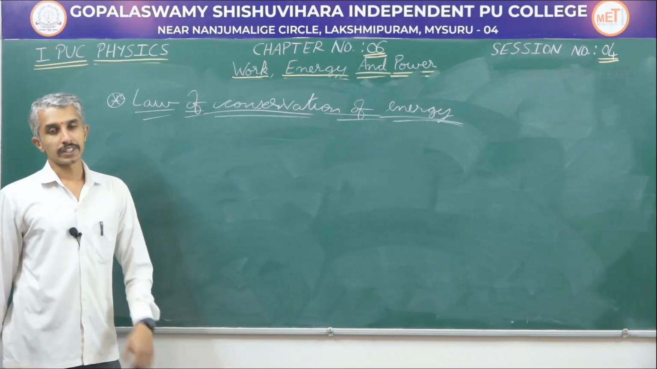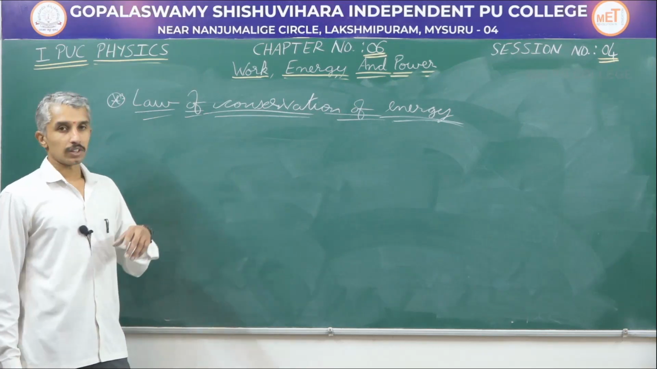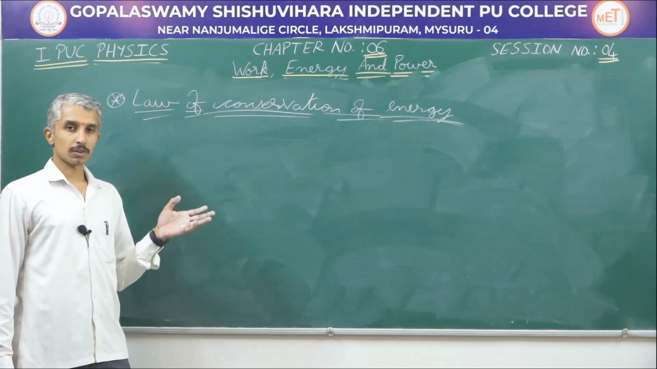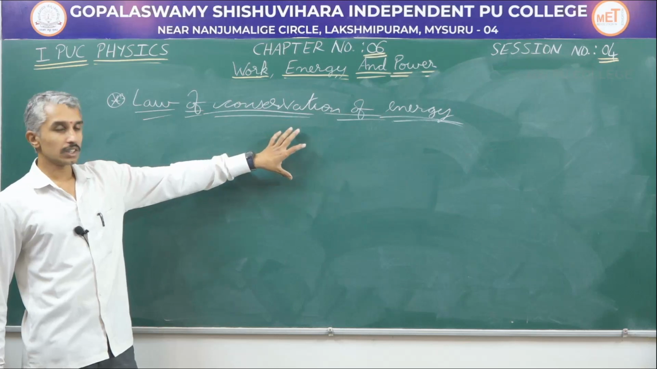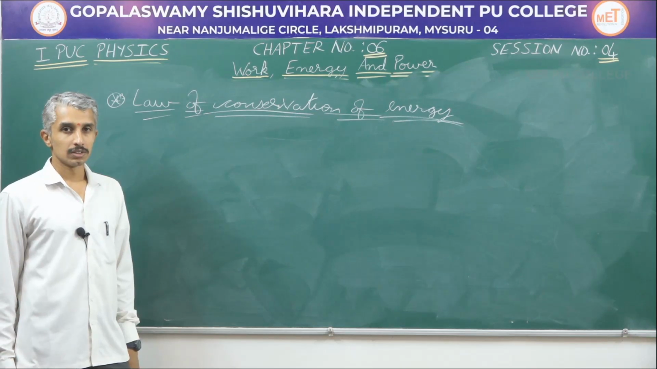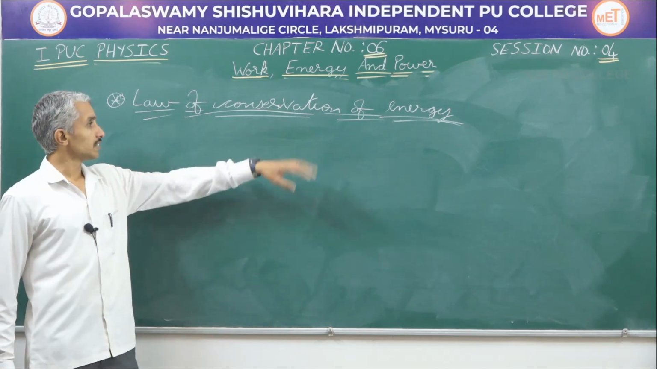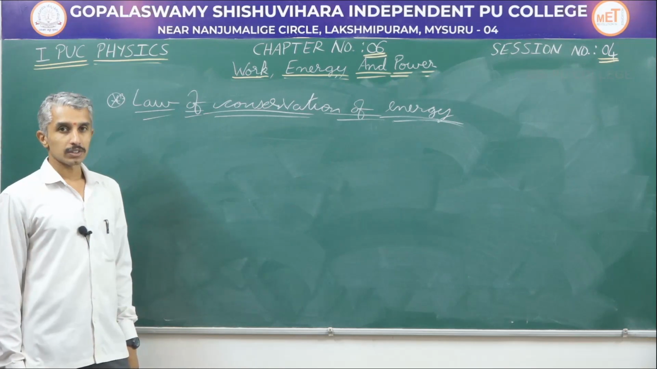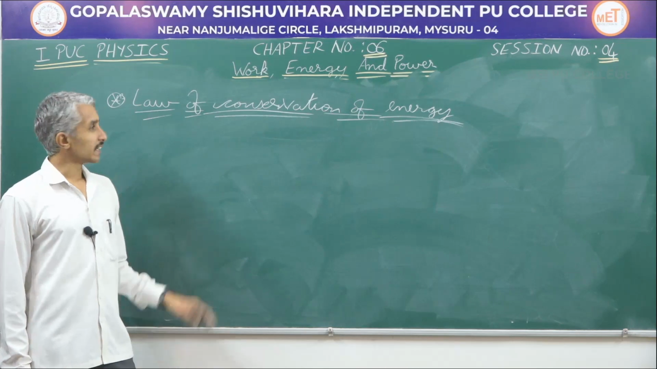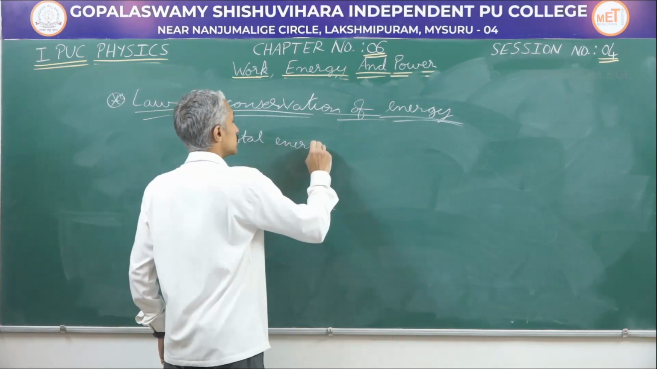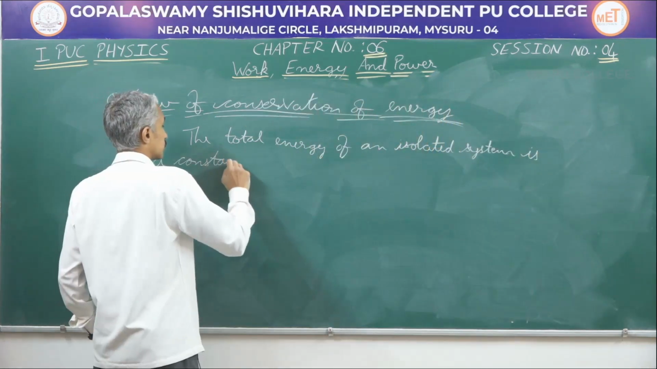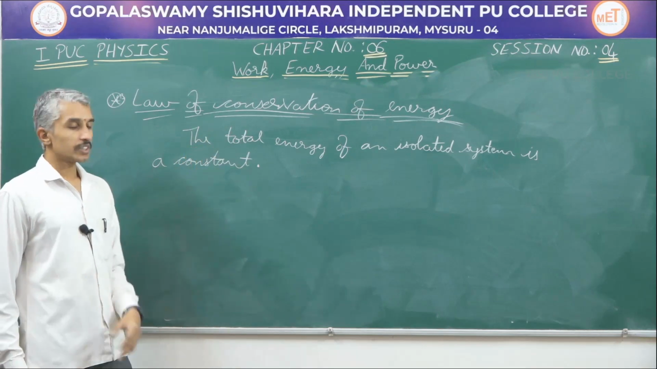The law of conservation of energy. You also studied this already in your high school, that energy can neither be created nor be destroyed but can be transformed from one form to another. But there is an exception. Einstein gives the mass energy relation. So there you may not be able to apply this law of conservation of energy. This rule is applicable in the case of an isolated system. So I can state this as: the total energy of an isolated system is a constant. This is the statement for conservation of energy.